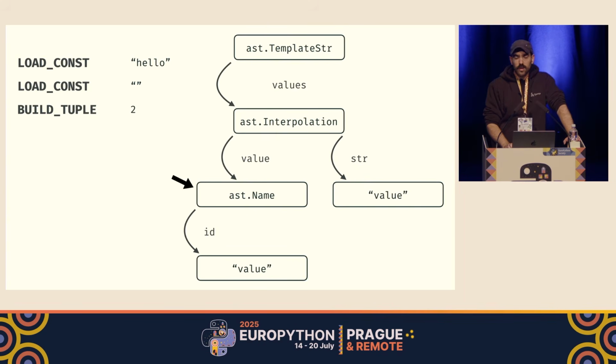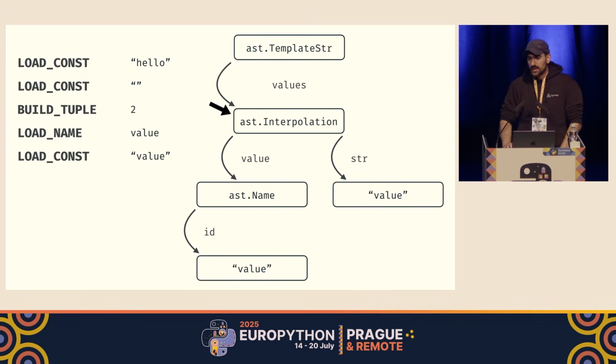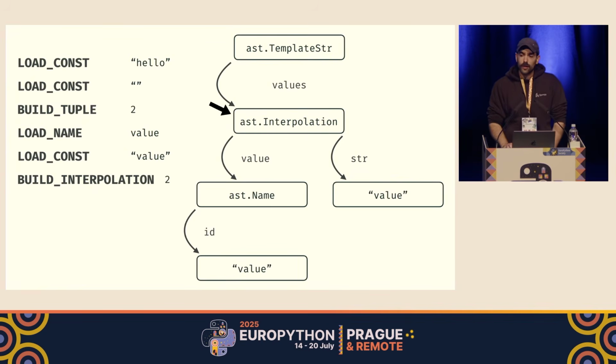And then it goes through the interpolation. It sees the name. A name corresponds to a load name instruction. Value is going to be the argument to that load name instruction, and then goes further. It does a load const again, because load const is actually loading a constant. So in this case, a string, a static string. Load name is going and fetching the value of the variable with that name from the symbol table and actually loading that value of the variable. So it's then done with the interpolation. We built an interpolation object. We'll see what all of this means.